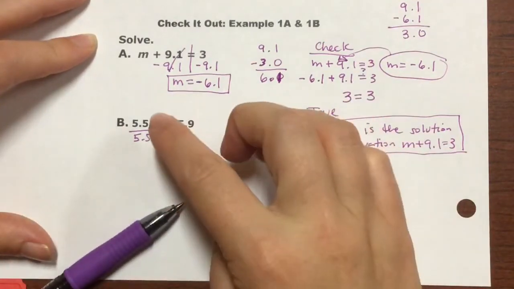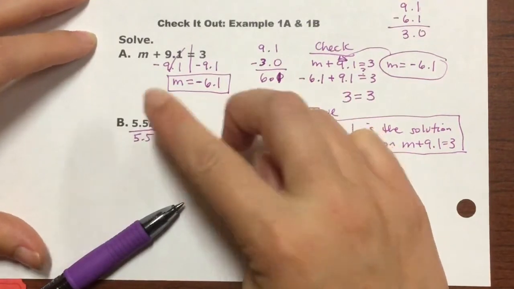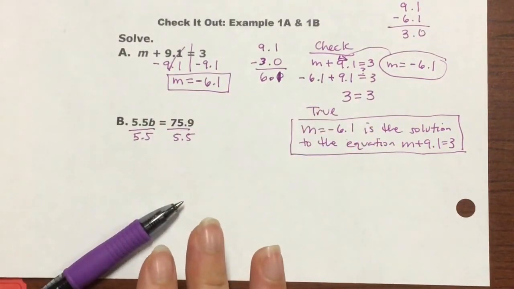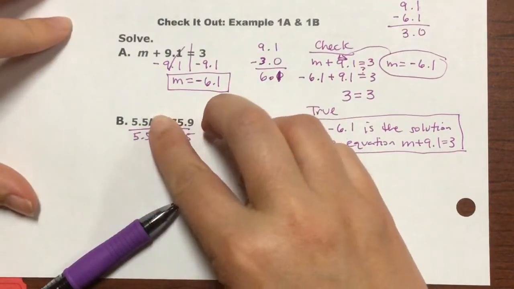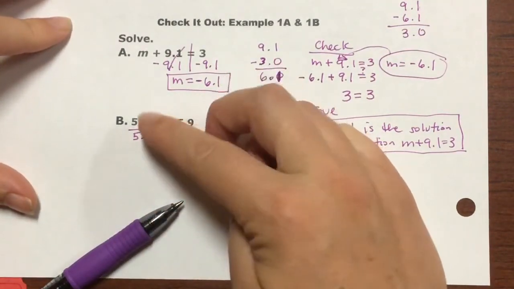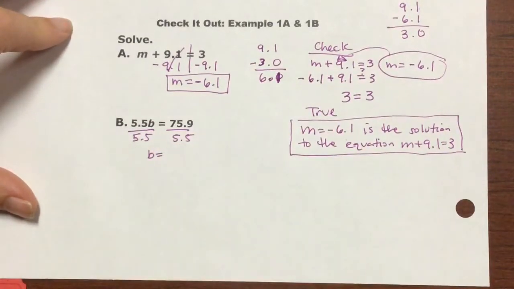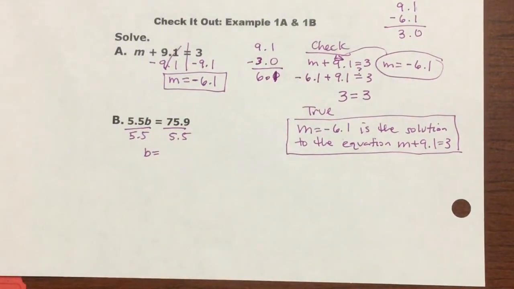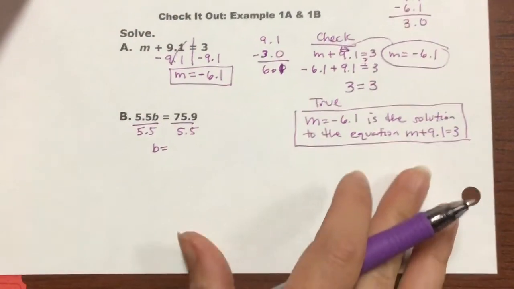Okay, and if you look right here, 5.5 divided by 5.5 is just 1. 1 times b is b. So we did it. B is now by itself. And now we just have this little bit right here, 75.9 divided by 5.5.